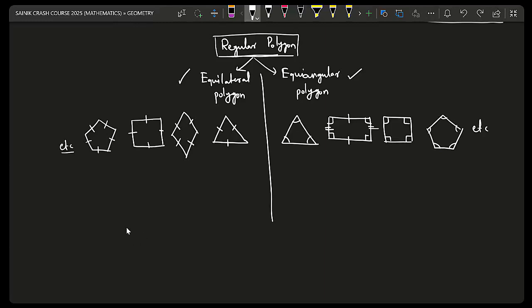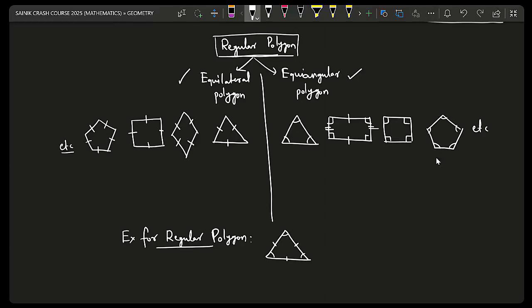So what are the examples of regular polygons we can take? Equilateral triangle we can say, or equiangular triangle we can say. In this triangle, all the sides are equal and all the angles are equal. If all the angles are equal in a triangle, what is each interior angle?